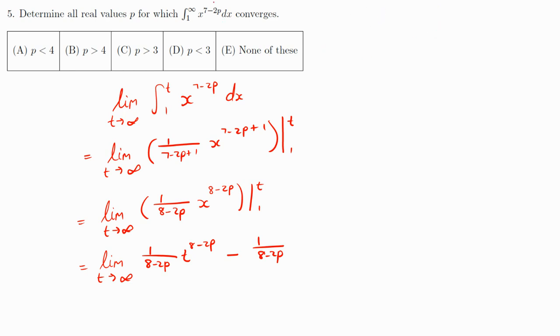So by the p-test, if this part can be proven as negative, then this converges. So 8 minus 2p should be less than 0, because then this, by the p-test, converges. Okay, so 8 will be less than 2p. So 4 will be less than p. And it's that one. It's B.